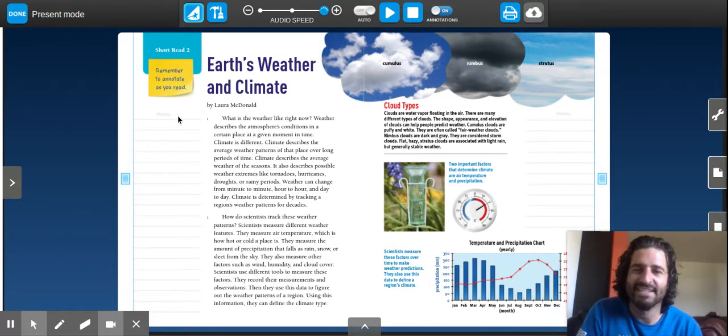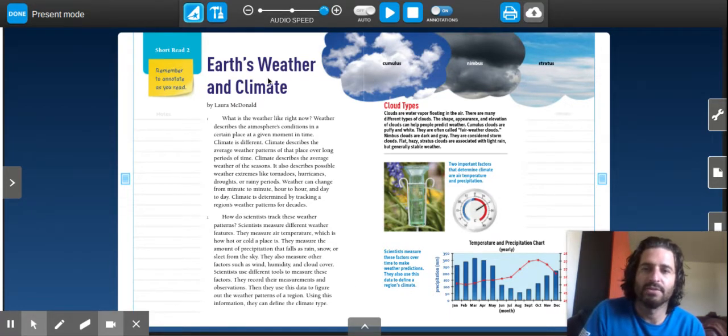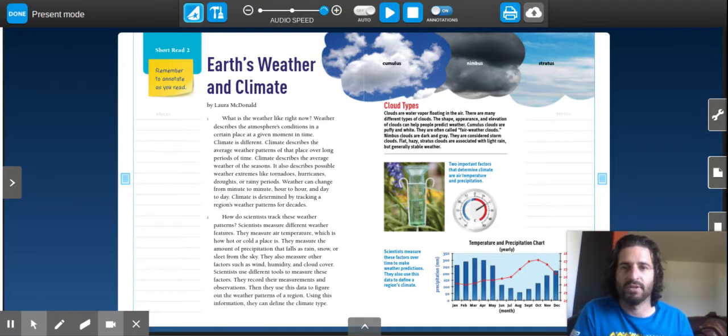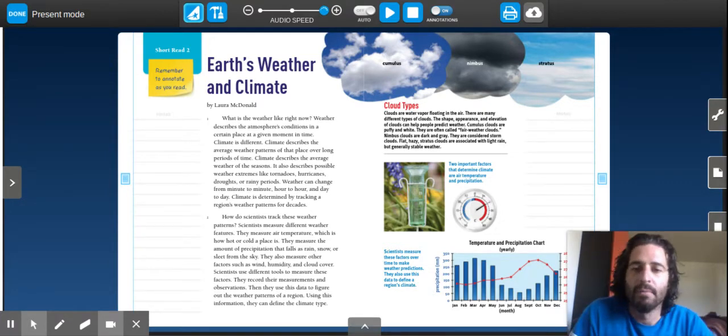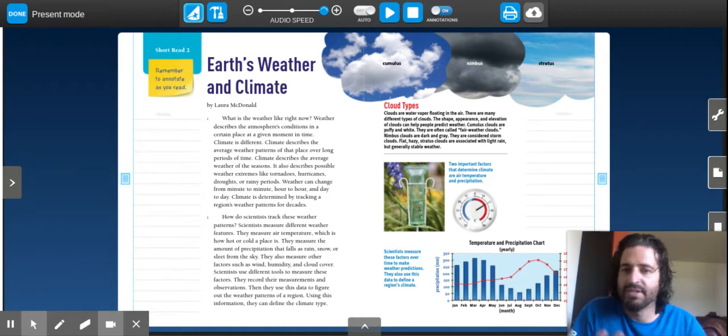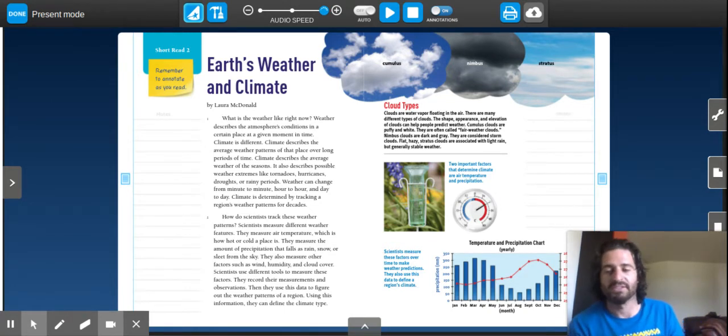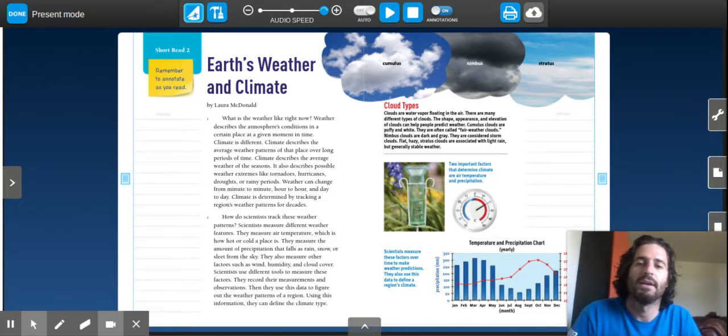Since this is an informative text and it's a scientific text, we're going to use those context clues because we have domain-specific vocabulary, meaning we need to know these words in order to understand the whole text. If we don't know these words, it's going to be very hard for us to understand what this whole thing's about. So let's get started.